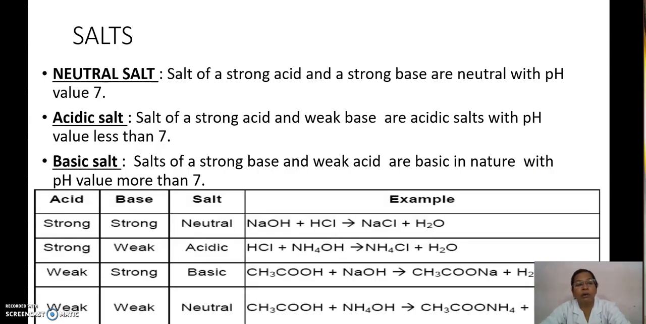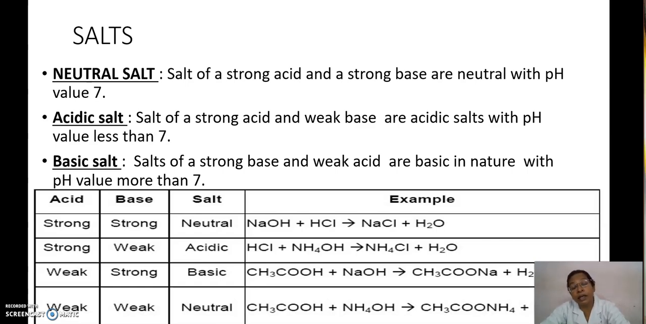Now we are going to see the definition for neutral salt, acidic salt, and basic salt. We will read what is neutral salt. The salt of a strong acid and a strong base is neutral with the pH value 7. That you understand, the strong acid combined with a strong base.